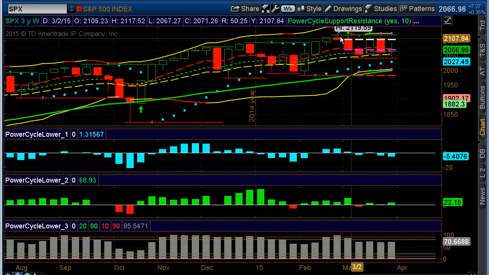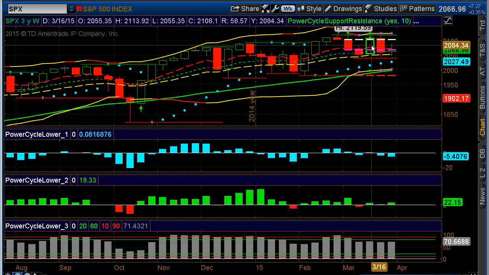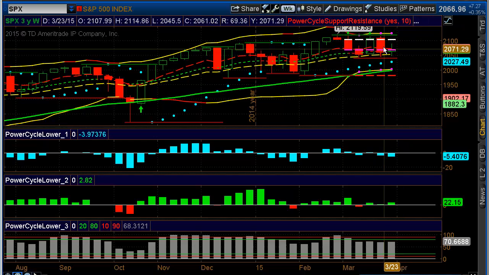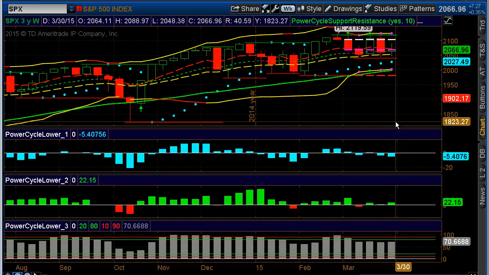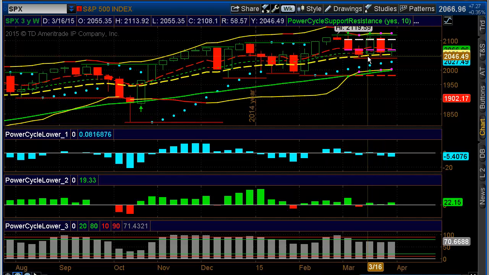Here's the weekly, and we're in what we call a volatility squeeze on the weekly. It's consolidating sideways and hasn't made up its mind as to direction. It could trigger and break to the upside, or if it triggers and breaks to the downside, this could potentially threaten that long-term macro uptrend. So that's the weekly time frame.